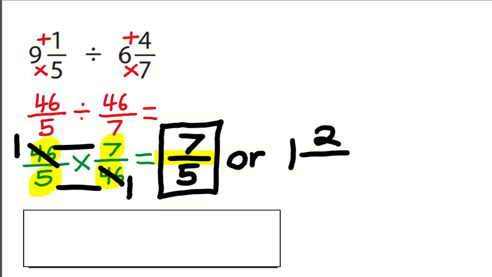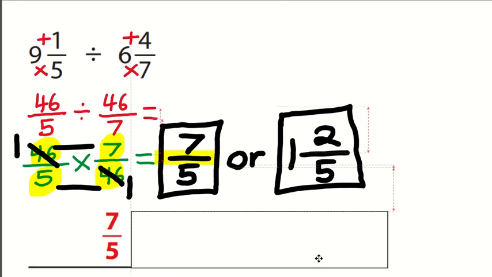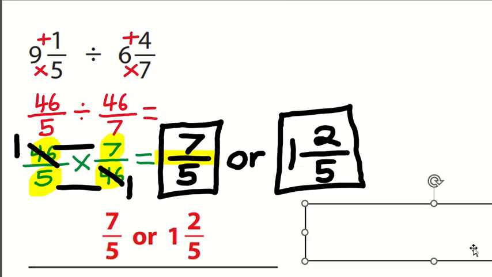That's where I put my remainders, always on the top of the fraction. And then the bottom number stays the same. And so my other answer is 1 2/5. And just to make sure we did it correctly, boom, 7/5 or 1 2/5 is correct.